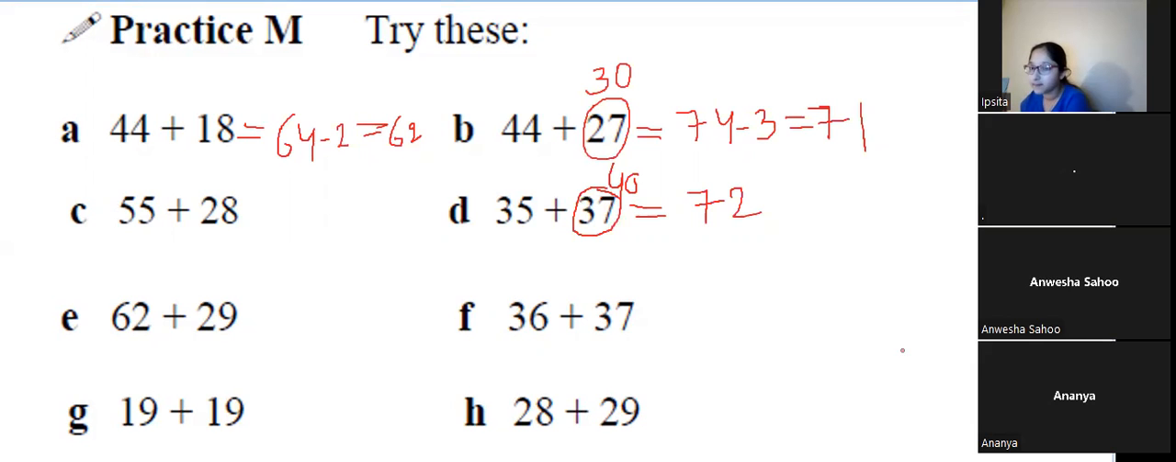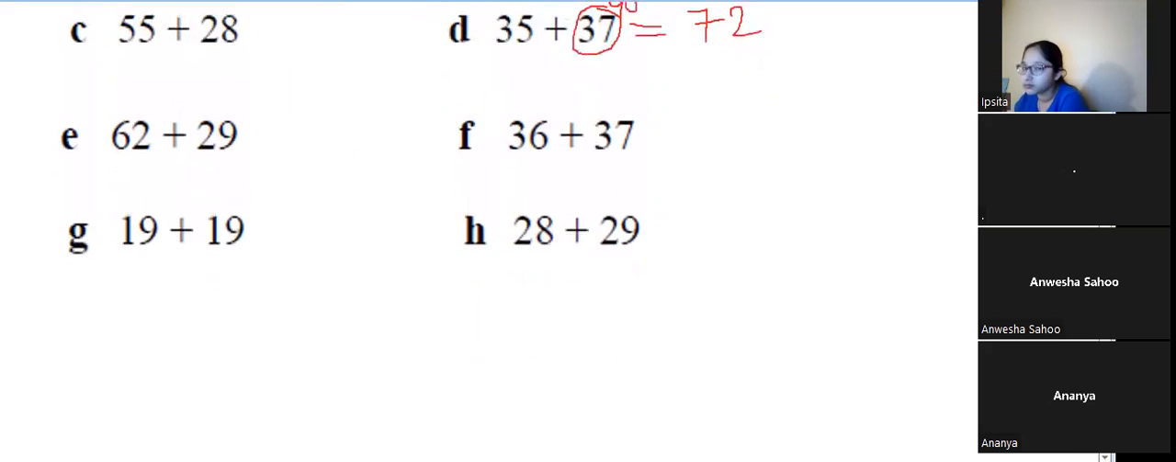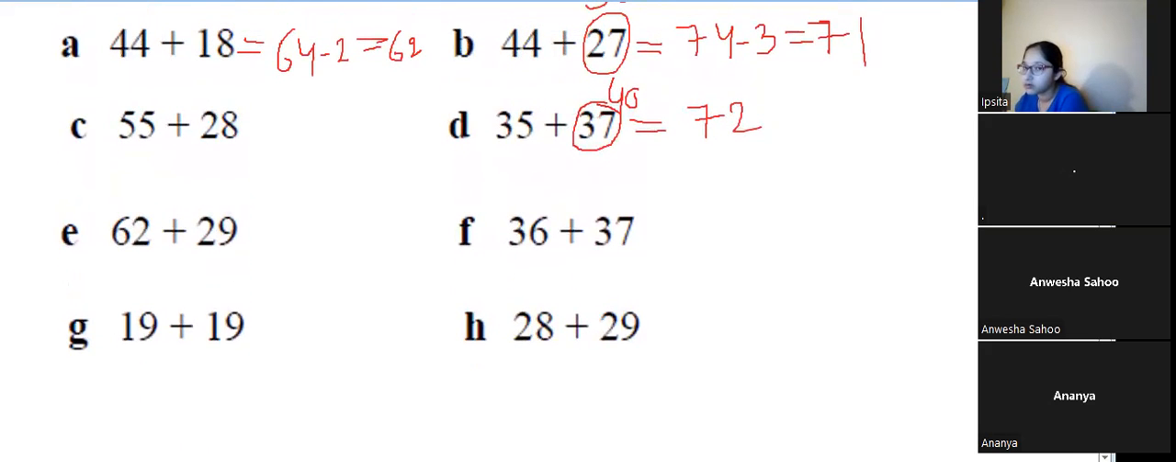H, Ananya. Sir, question number H. Instead of 29, I'll make it 30. 30 plus 28 is 58. And then from 58, I'll subtract 1, which is 57. So the answer.